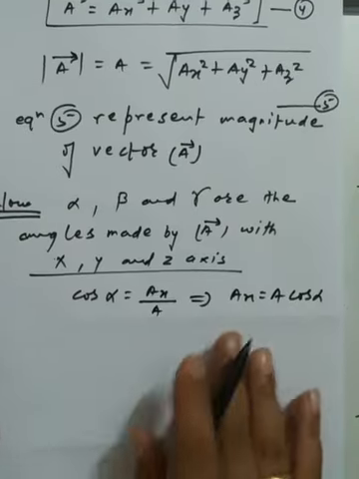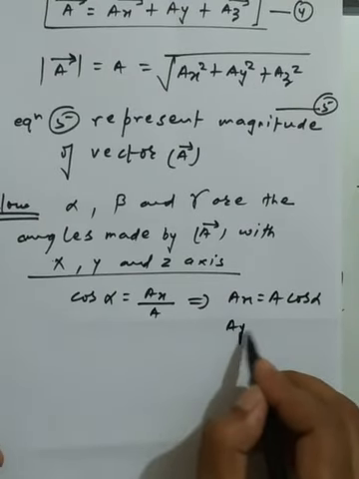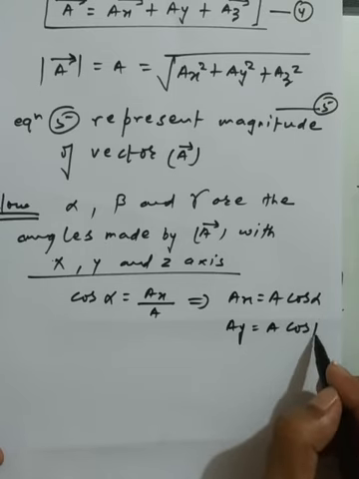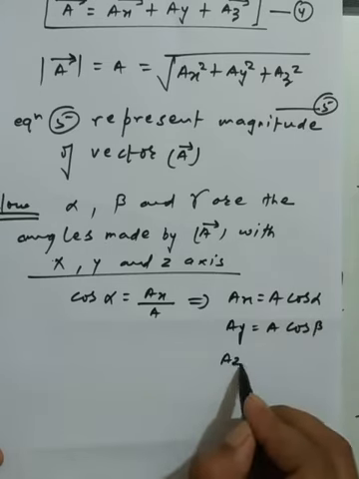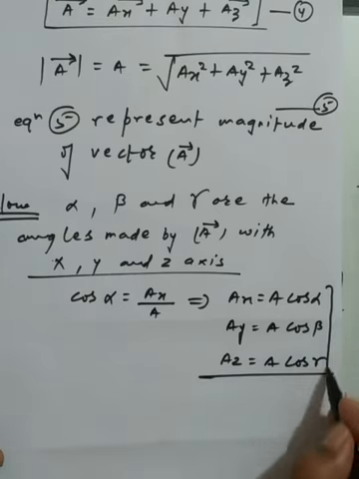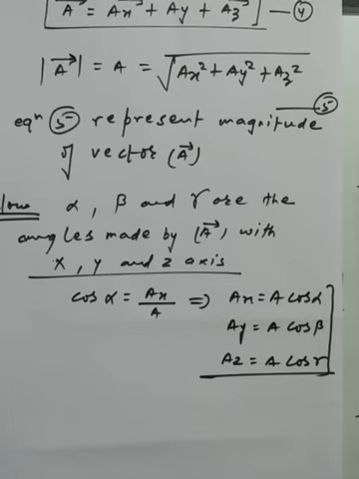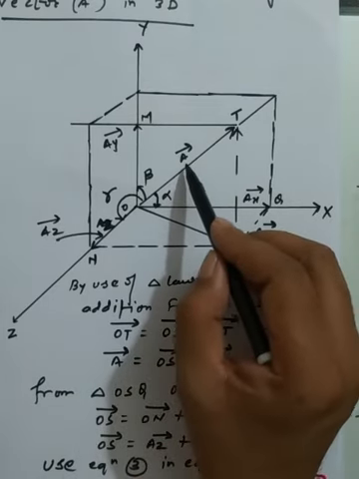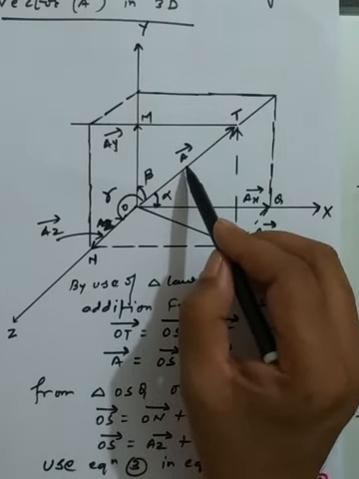In the same manner, AY is equal to A cos beta, and AZ is equal to A cos gamma. So these are the relations of the angles with the x, y and z axis in terms of alpha, beta and gamma. This is a basic concept, and even by the geometrical method we can find the result, that is the magnitude of the vector A.